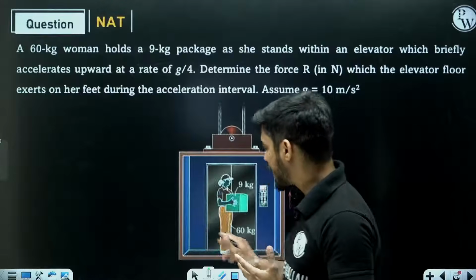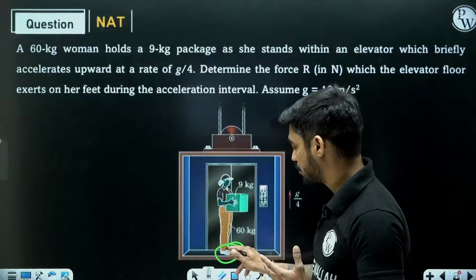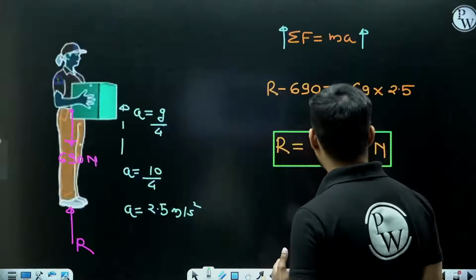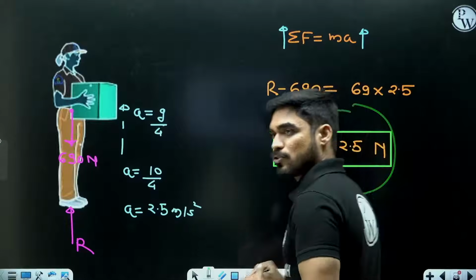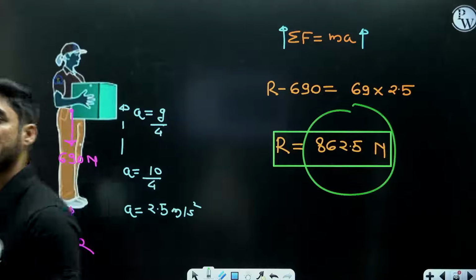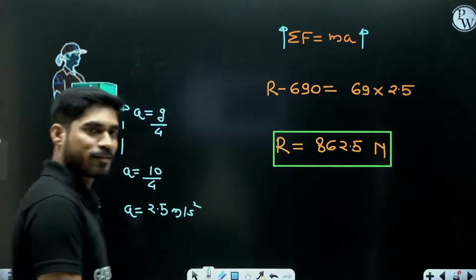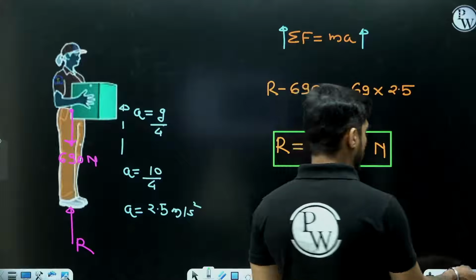So if she stands on a weighing machine, which is inside the lift, then on that weighing machine she will apply this much amount of force. So her weight will be 86.25 kg or 862.5 Newton. Okay. Chalo. Moving on to the next question.